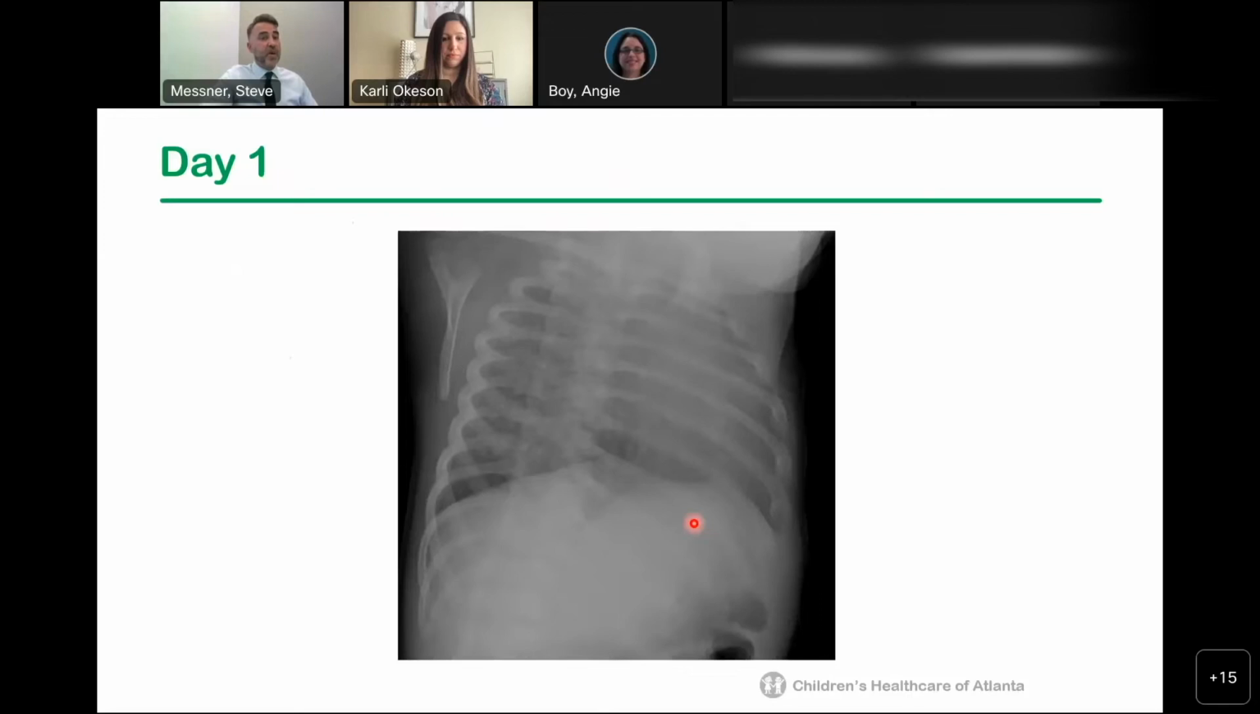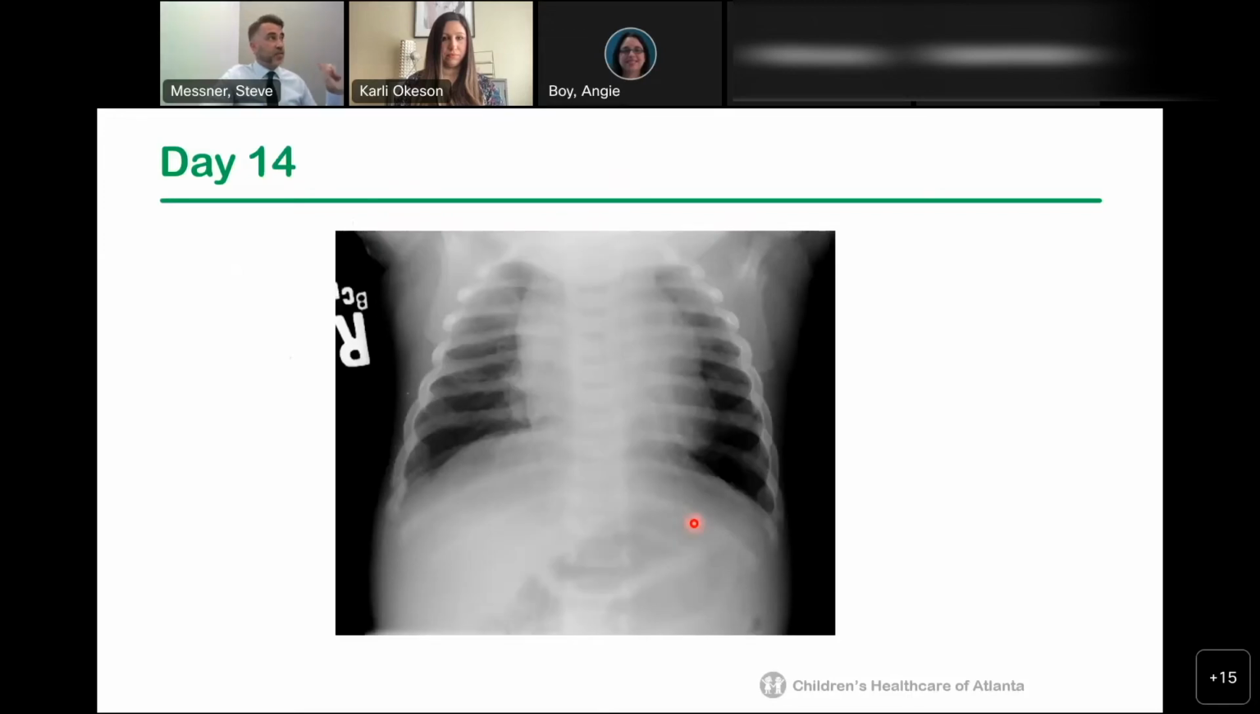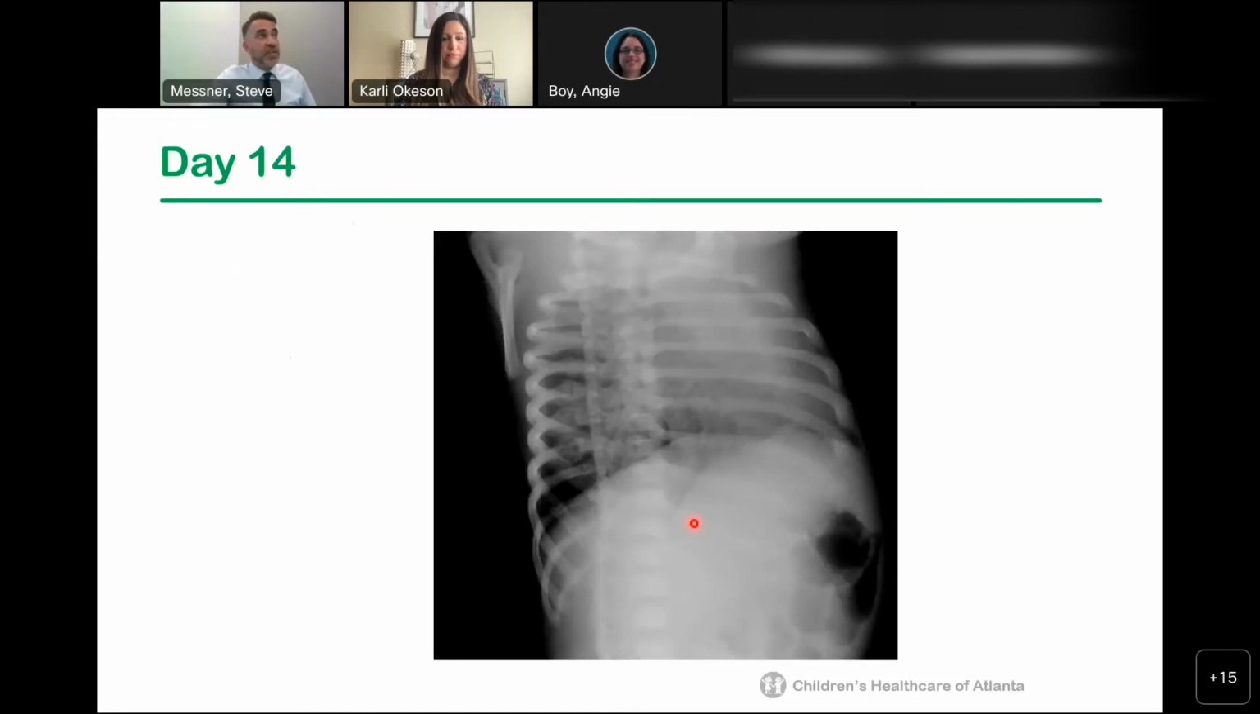And then we had this baby come back. And this is 14 days. And what you can see right here, there's these big white lumps. These are 3 healing posterior rib fractures. There's actually 4. And this really changed the trajectory of this case.